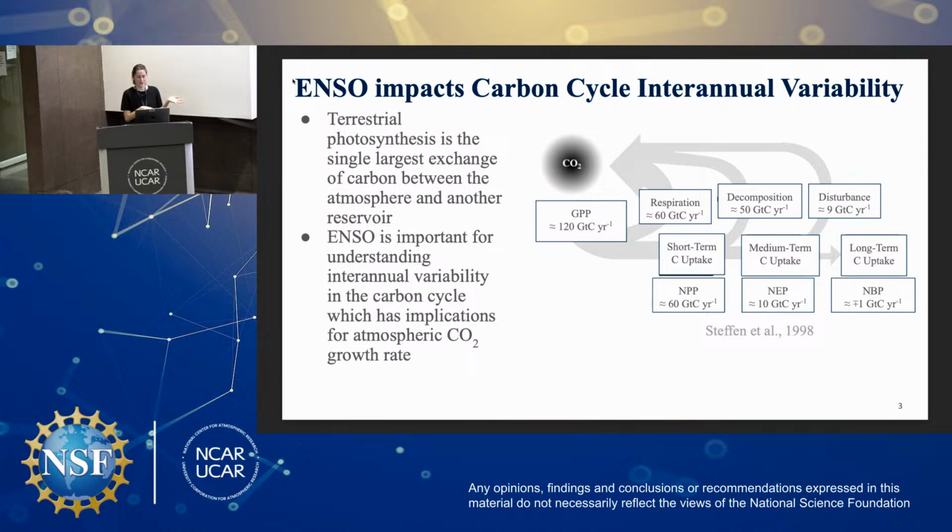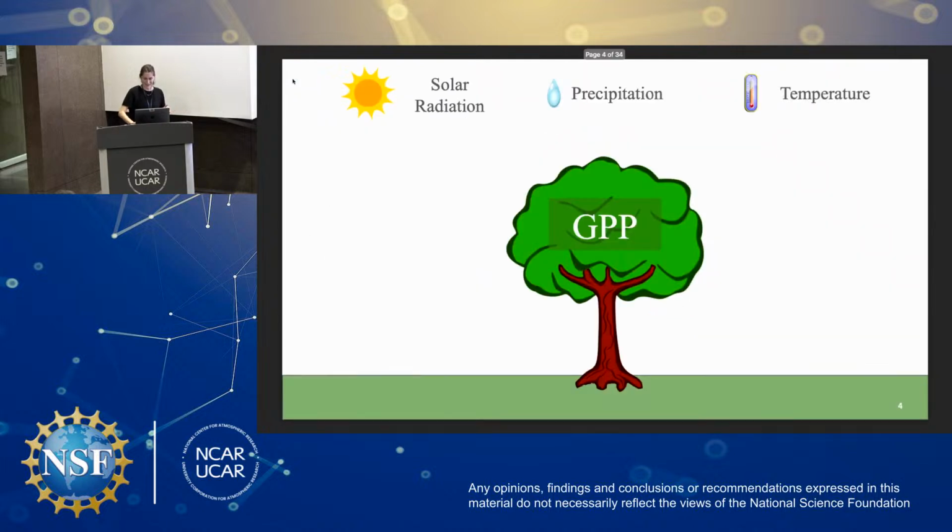You can see in the schematic on the right that one of the factors that controls how much CO2 remains in the atmosphere is the balance between the carbon uptake associated with GPP and the release back to the atmosphere from respiration and decomposition. How these things change interannually can drive changes in the atmospheric CO2 growth rate. So, circling back, I'm looking at GPP as a metric for carbon uptake and focusing on three climate variables, solar radiation, precipitation, and temperature, to see how they drive changes in GPP.